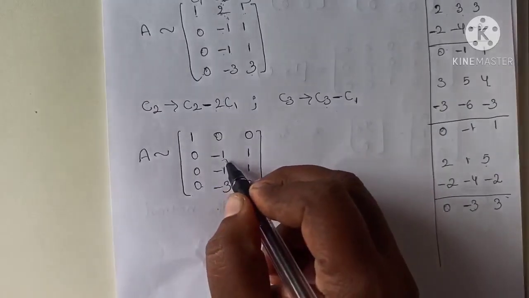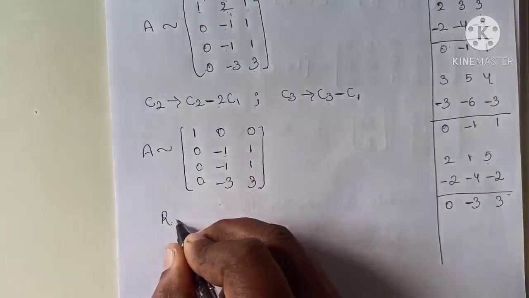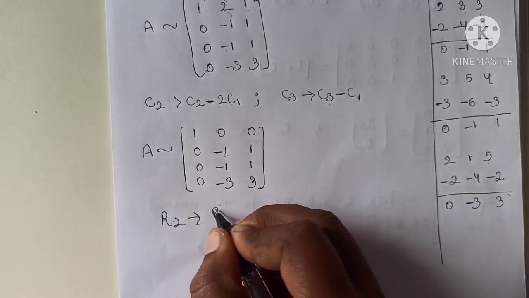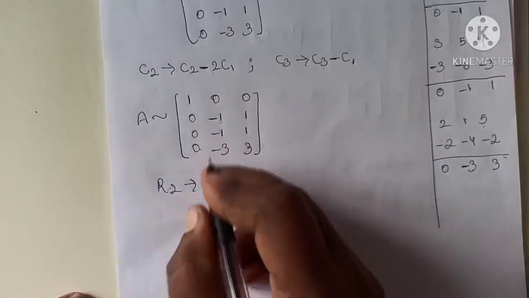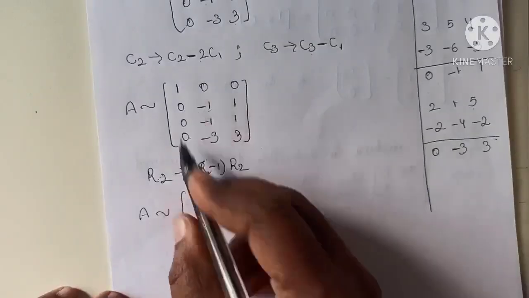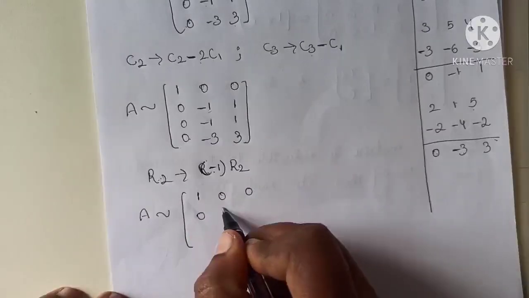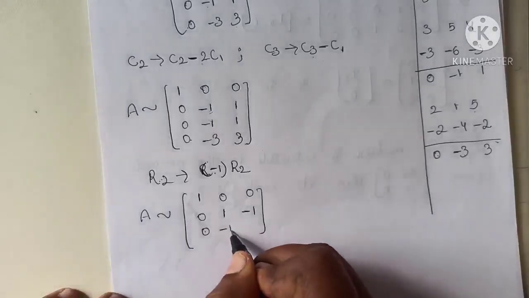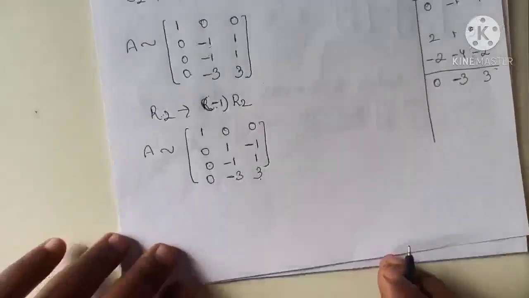Already it is minus 1. We have to make this a plus 1. Therefore, we apply the elementary row operation R2 equals minus 1 into R2. Then A is equivalent to 1, 0, 0, 0, minus 1, plus 1, minus 1, 0, minus 1, 1, 0, minus 3, 3.